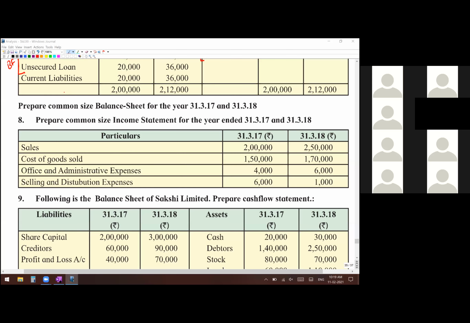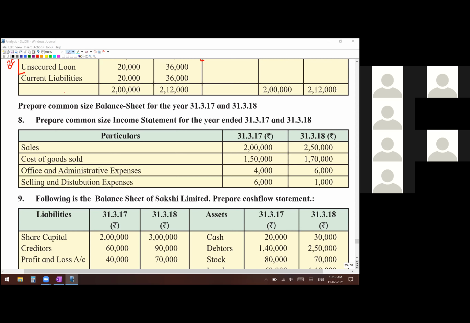The next now is preparing common size income statement. So as usual, whatever was the format of income statement that we will prepare, except you are also going to calculate percentages. And here, now the way of calculating percentage is going to change. Okay, so how to do that? First, what we know we will complete, that is preparation of vertical income statement.